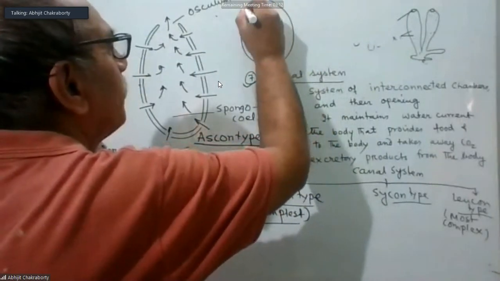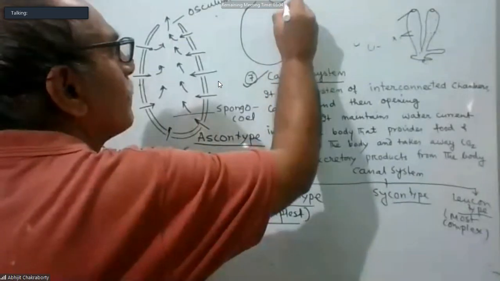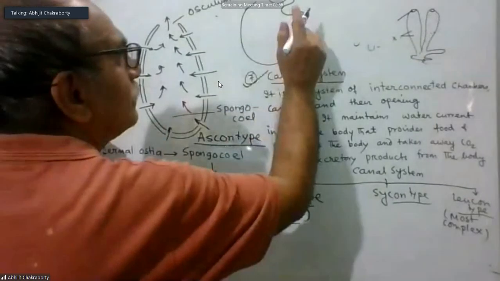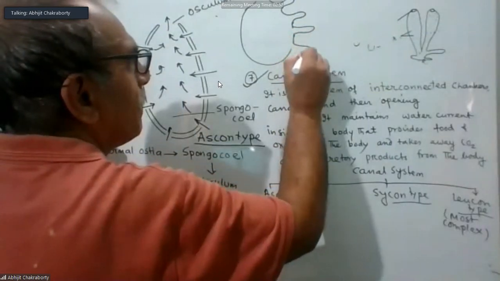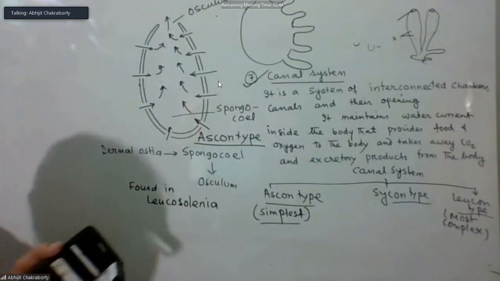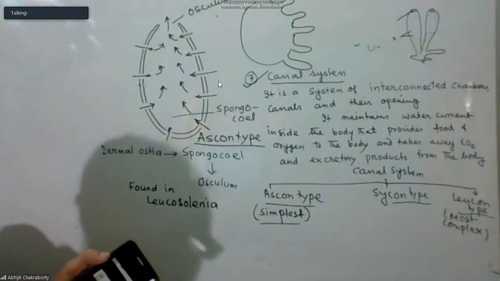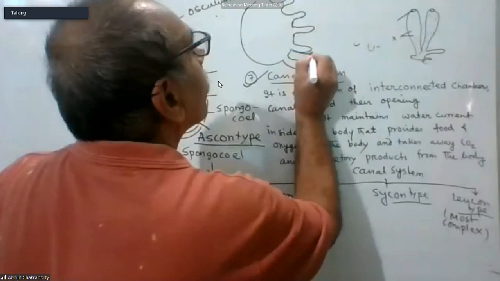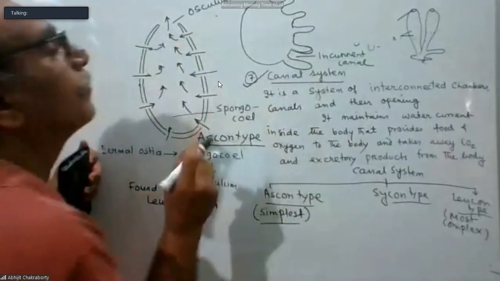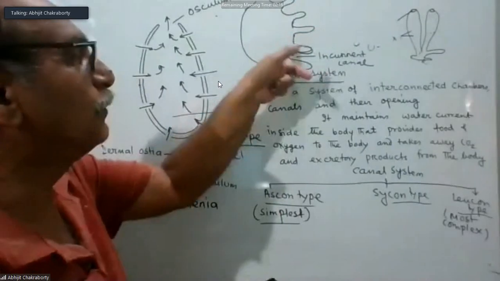In this way some canals are developed. In this way you will get some canals not found in the Ascon type, and then you will get the incurrent canals, okay, and here you will get the excurrent canals. So in case of Sycon type, water has to move through these canals also.